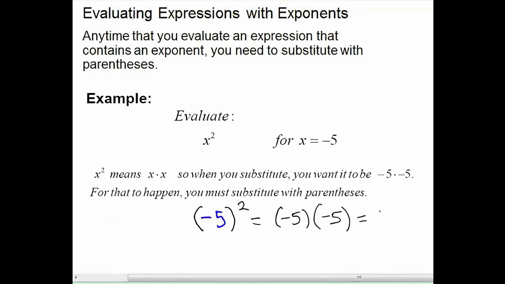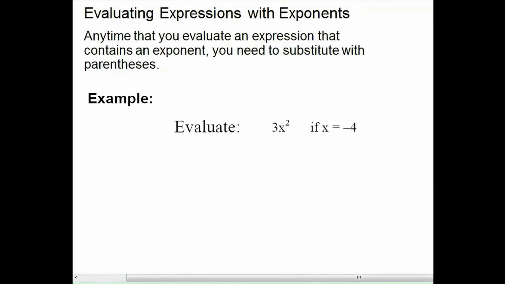which will equal 25. You don't see a parentheses on there originally. It's understood that the entire x goes to the power. The parentheses forces the entire x to go to the power.